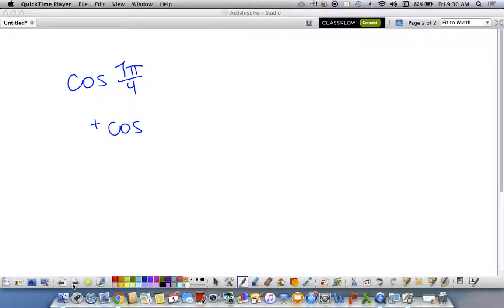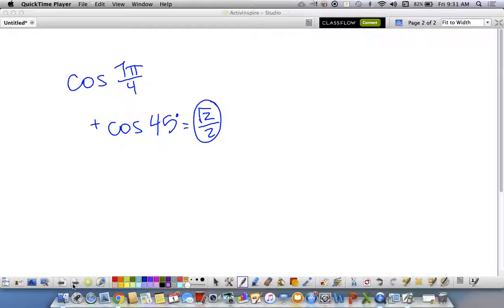Cosine. And what's your reference angle? What does it match up with? 7 pi over 4 is 315 degrees, but the reference angle is 45 degrees. So what is cosine of 45 degrees? Square root of 2 over 2. And it's positive because we're in the fourth quadrant.